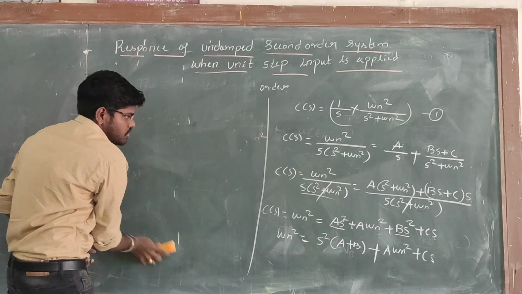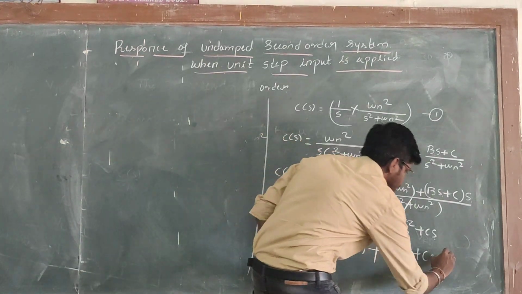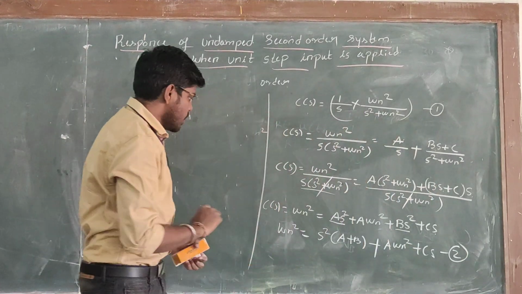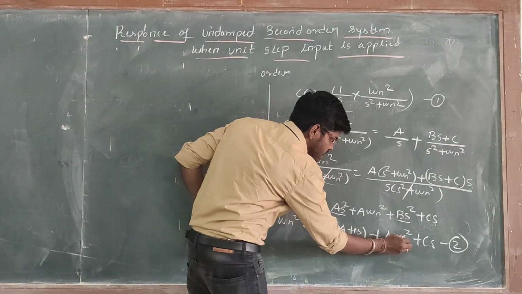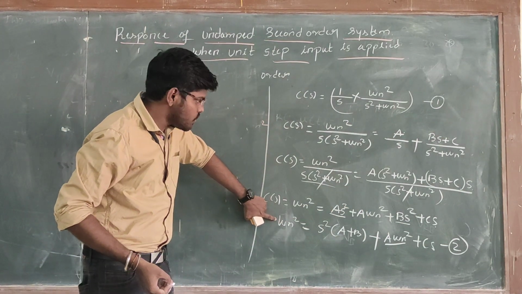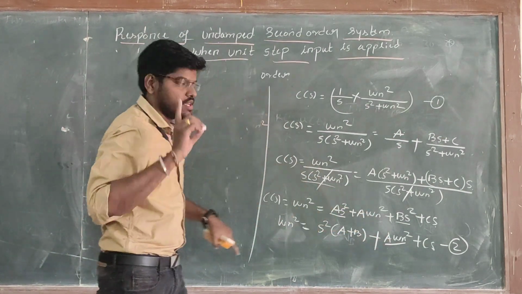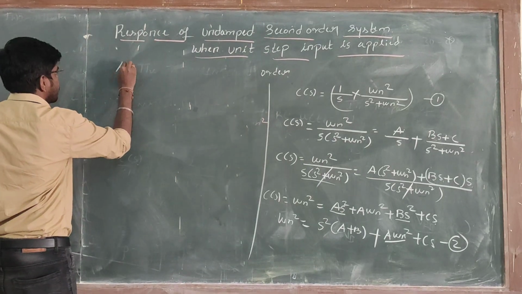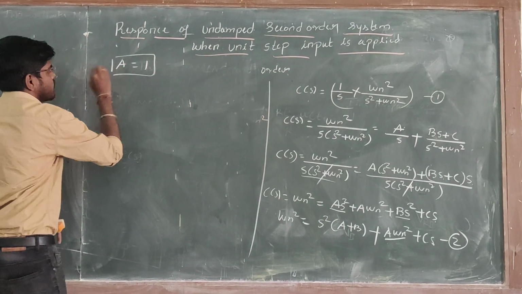Okay, just call this equation as equation number 2. Now compare the coefficient of omega n square in LHS and RHS. So omega n square coefficient is 1. So hence the value of A is 1. So A equals 1. You got A equals 1.